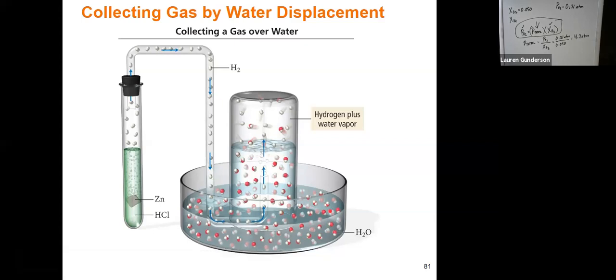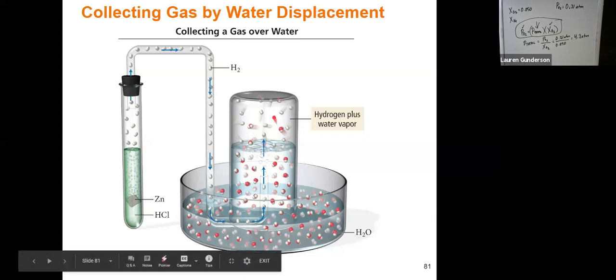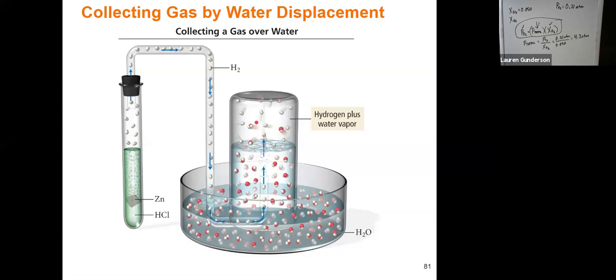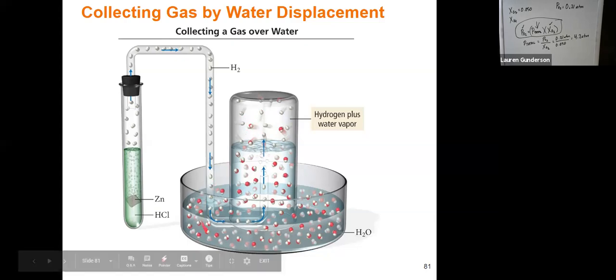the surroundings. Okay, but the gas that's up here is a mixture of hydrogen gas and water vapor because it picked up some water as it was pushing through. All right.